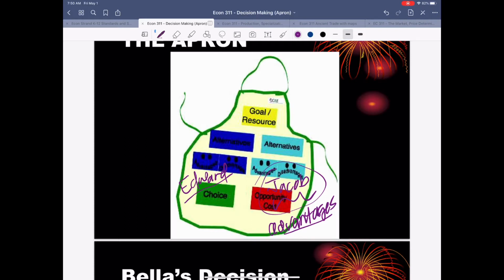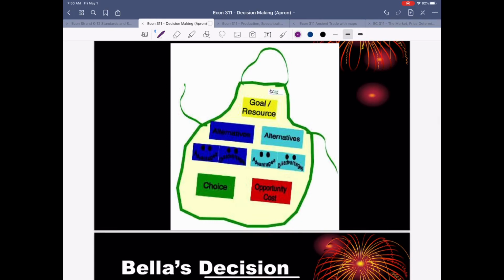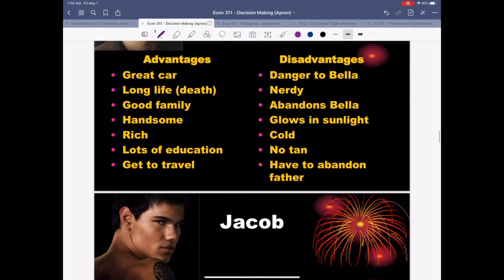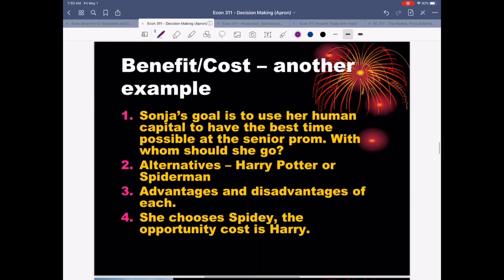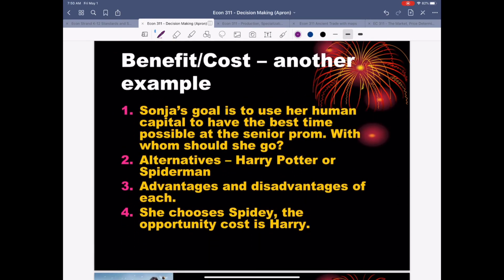So as we're using the decision-making apron, we can have great conversations with our students about the process, and we can go through it again and again, and what each part of it represents. So let's look at another decision. We could say, we could use Sonia. So you can use little characters, you can make up stories, any decision you want can be evaluated with this apron or this process. And can be so much fun.